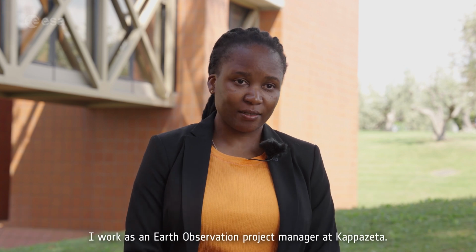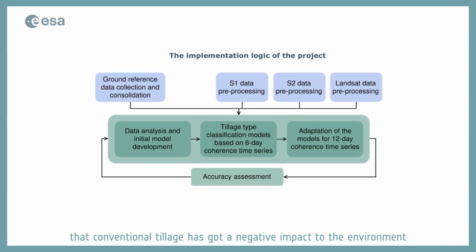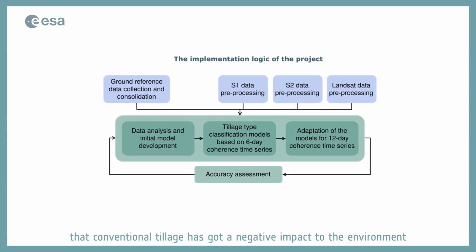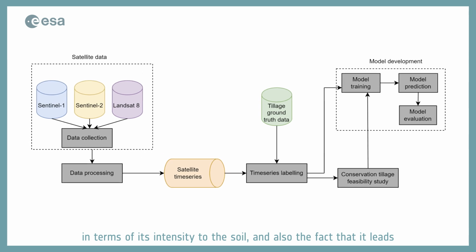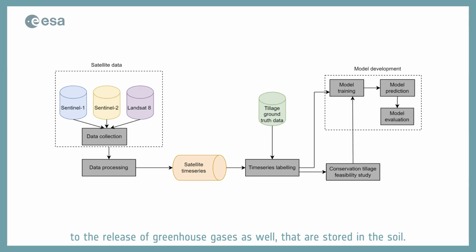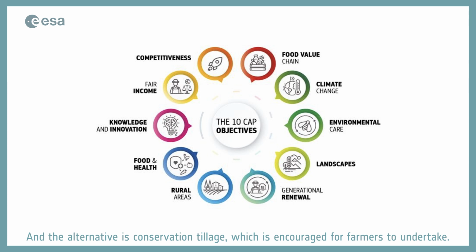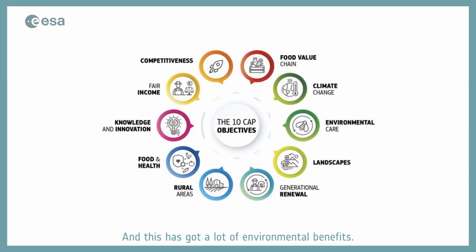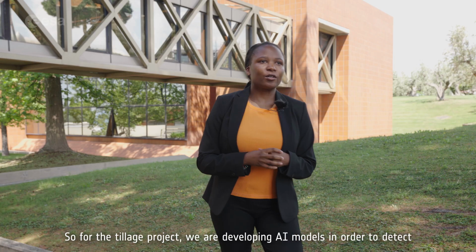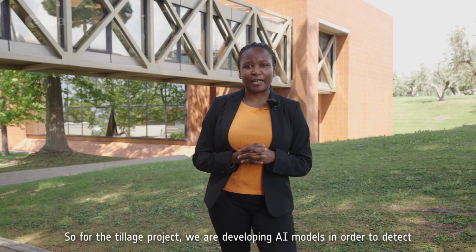My name is Catherine Akinyi-Odera. I work as an Earth Observation Project Manager at Capazeta. So the motivation behind the tillage project was the realization that conventional tillage has a negative impact on the environment in terms of its intensity to the soil, and also the fact that it leads to the release of greenhouse gases that are stored in the soil. And the alternative is conservation tillage, which farmers are encouraged to undertake, and this has a lot of environmental benefits. So for the tillage project, we are developing AI models in order to detect these 2 types of tillage that I've mentioned.